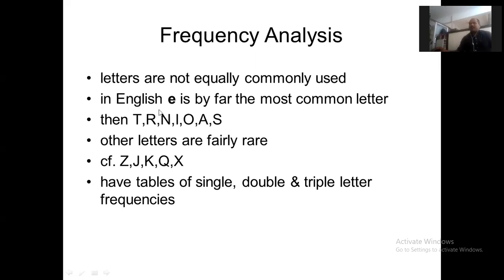What I told you is that letters are not equally commonly used. In English, E is by far the most common letter. Then T, R, N, I, O, A, S. Other letters are fairly rare. The fairly rare letters are Z, J, K, Q, X. And we have tables of single, double, and triple letters.